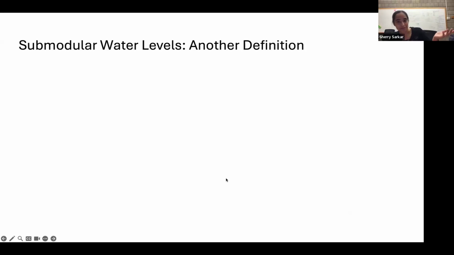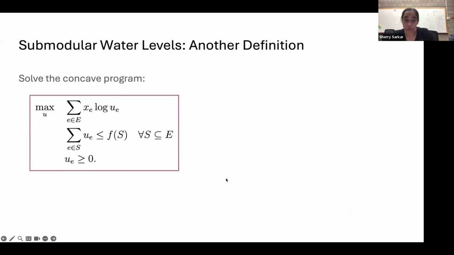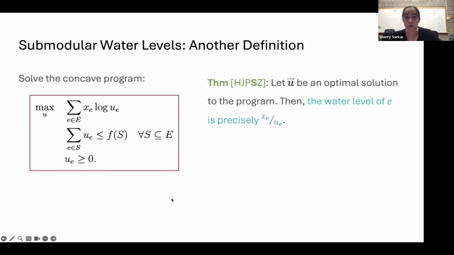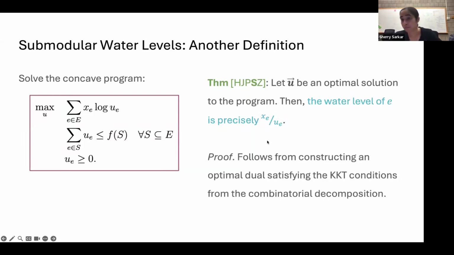But there are many definitions of water levels. Another one we came up with is just by solving the following concave program. So if U is an optimal solution to this program, then the water level of an edge E is precisely XE divided by UE. What's really beautiful about this is it's going to follow from constructing an optimal dual solution satisfying the KKT conditions. And that optimal dual is actually coming from the combinatorial decomposition I described in an earlier slide. That's how we prove that these two definitions are equivalent.